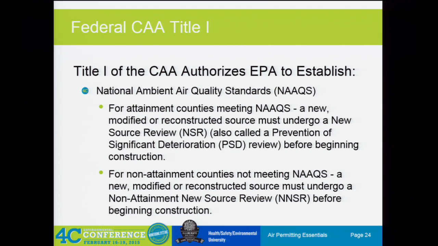For non-attainment counties not meeting national ambient air quality standards, a new or modified or reconstructed source must undergo a non-attainment new source review before beginning construction. So like I said a few minutes ago, if you're in a non-attainment county, you're going to have more restrictive air permits under the non-attainment new source review. If you're in an attainment county, you're going to be looking at something that's less restrictive, which is the PSD program.